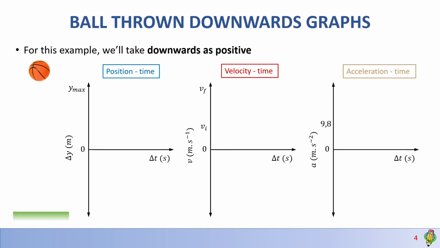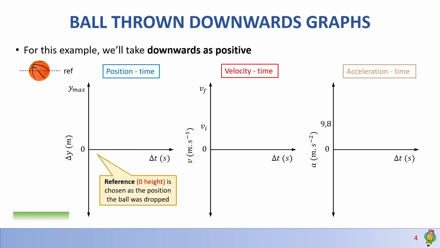Let's look at a case whereby a ball is thrown downwards. For this example again, we'll take downwards as positive and I'll choose my reference position as the position where the ball was dropped. Let's take a look at how the graphs will look like in real time.